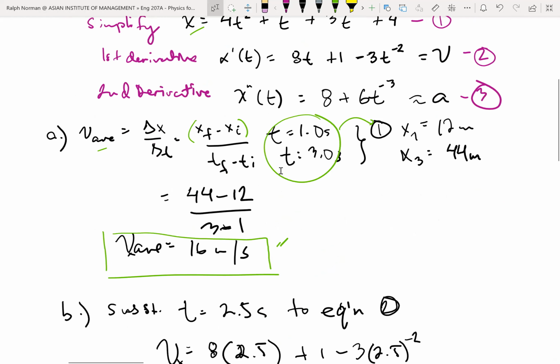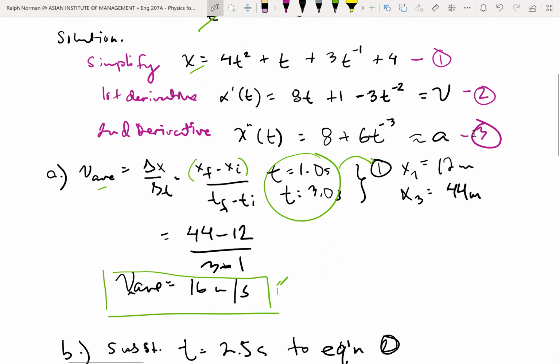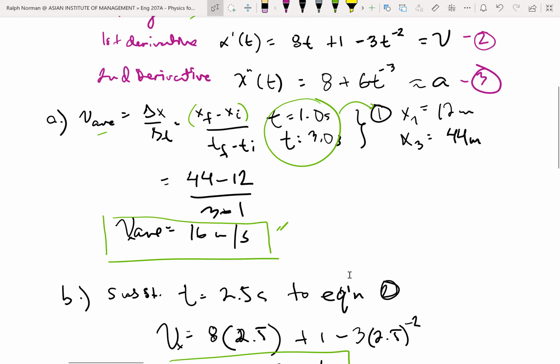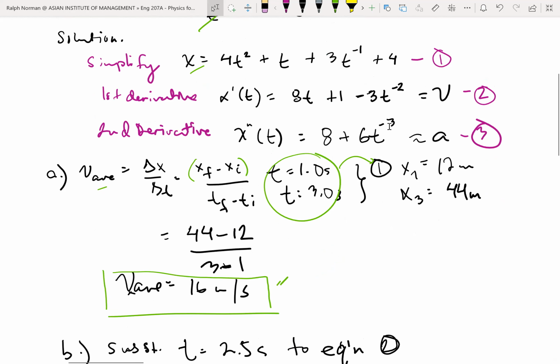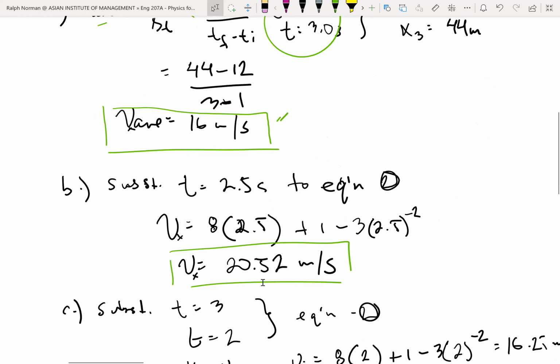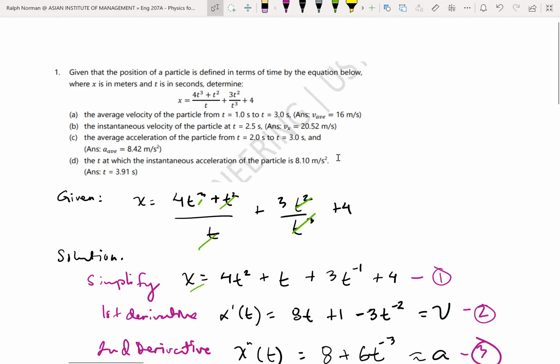And since we already have yung first derivative niya, all we have to do is just substitute lang yung t here with 2.5 seconds, solve for it, and we will get velocity of 20.52 meters per second. What's the final answer? Okay, so far tama pa tayo. And then we get average acceleration naman at t 2 seconds and 3 seconds.